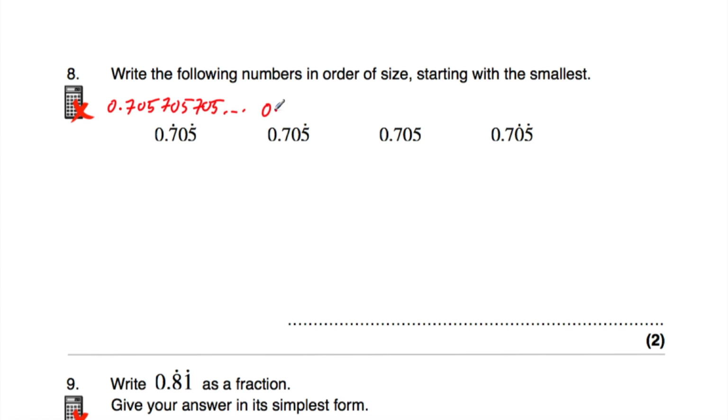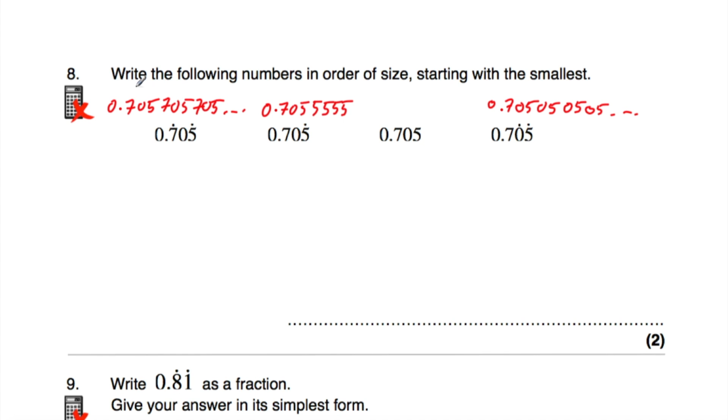This one would be 0.70, and then the dot above the 5, so it'd just be 5, 5, 5, 5, 5, and so on. 0.705, that's terminating, and then we've got 0.7, and then the dot above the 0 and the 5, so it's going to be 05, 05, 05, 05, and so on. So we want to put them in order of size, starting with the smallest.